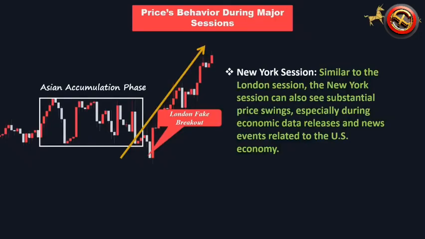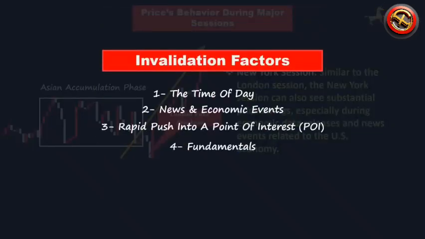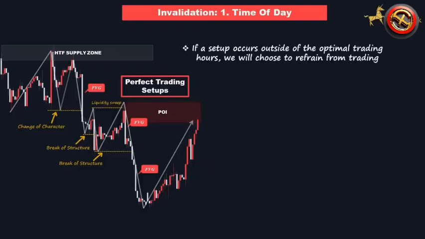Now let's delve deeper into the details of invalidation. As previously mentioned, the first factor that can lead to invalidation is the timing of our trade execution. If a setup occurs outside of the optimal trading hours, we will choose to refrain from trading. For the London session, the most optimal time for trading is generally during the first few hours. This period often sees the highest liquidity and the most significant price movements.